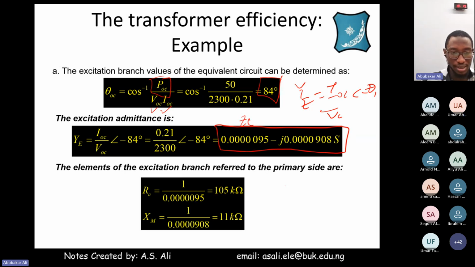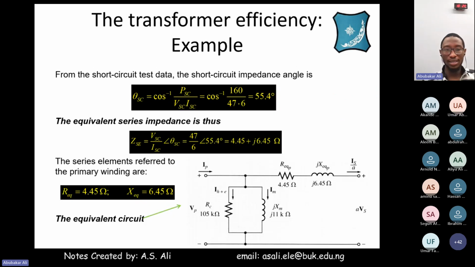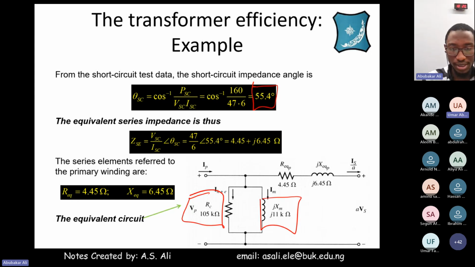So I hope you guys are revising. So this RC will be the reciprocal of the real part, and XM will be the reciprocal of the imaginary part. So we know our RC, we know our XM. Same thing, we can use the short circuit test to find the Z equivalent, right? Which is composed of R equivalent and X equivalent. So we have found this part, we are happy. We have also found this part, we are happy. Now what remains is these two.